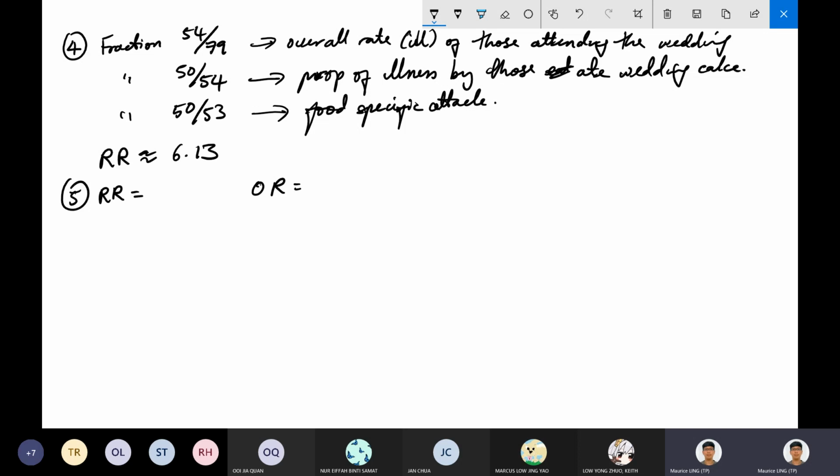Okay, so question 5, what's the relative risk? 1.70. 1.70. Huh? 1.69. Huh? Okay. How do you write?